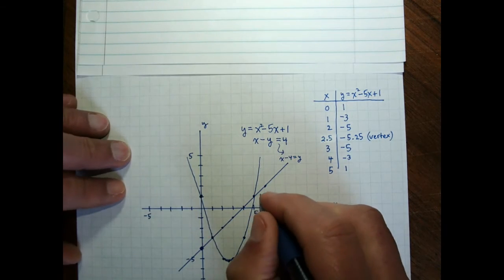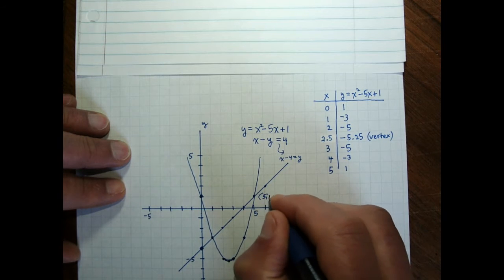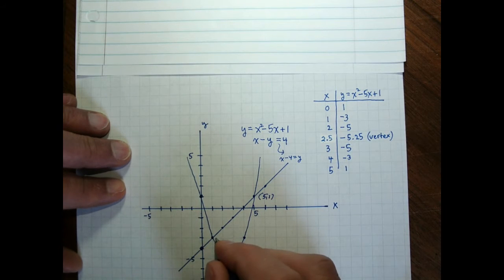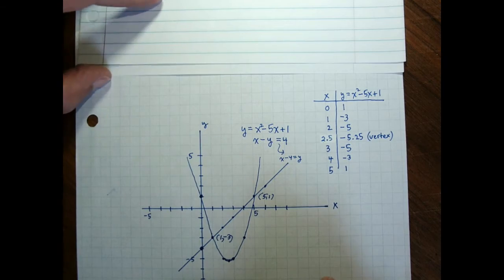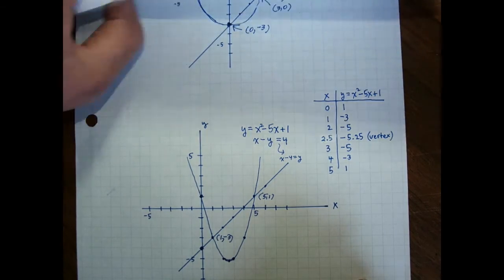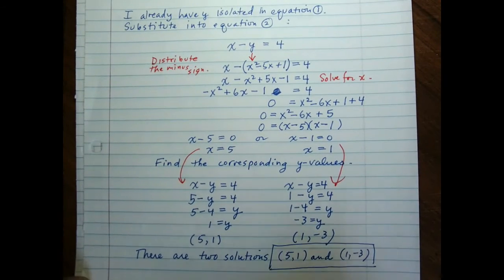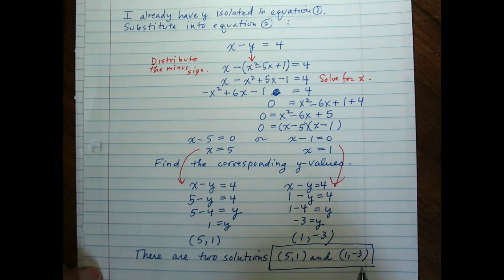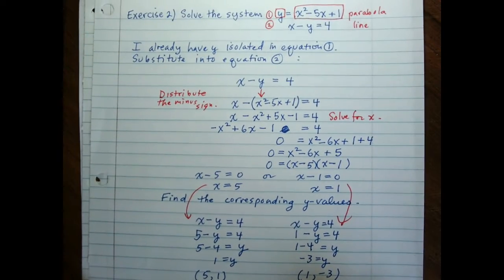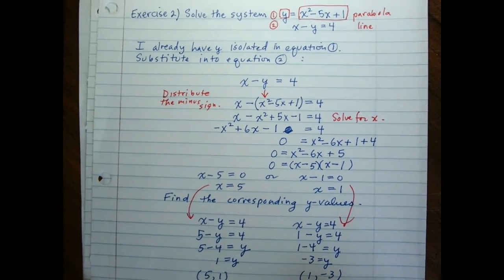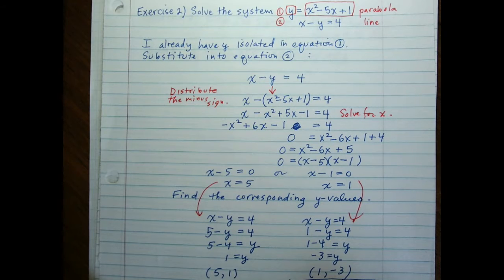And I can see the points of intersection are (5, 1). And right here is (1, -3). And I hope that's what we got when we did the algebra. Let's just go back and look when we went through the algebra, we got (5, 1) and (1, -3) for that system. So there, we're done again.